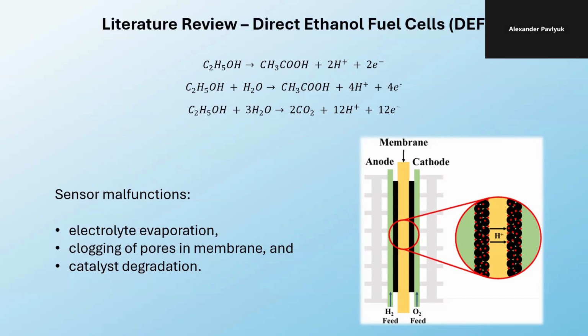The main malfunctions are caused by evaporation of the electrolyte, which is the strong acid in the sensor, by clogging of the pores of the membrane, for example by smoke or by some particles, and by catalyst degradation, so the platinum surface can be destroyed.